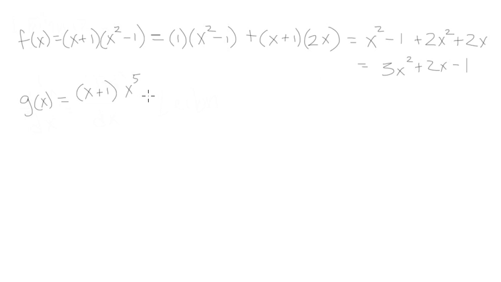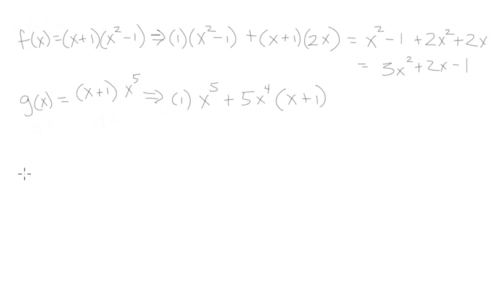Same basic idea for the second function. If I want to take its derivative, I need to take the derivative of the first term, which we saw before was 1, times the second term, plus the derivative of the second term, which would be 5x to the fourth, times the first term unchanged.